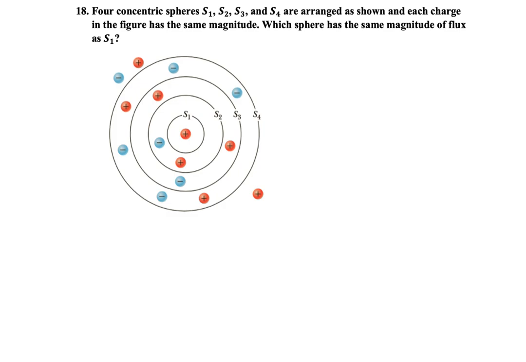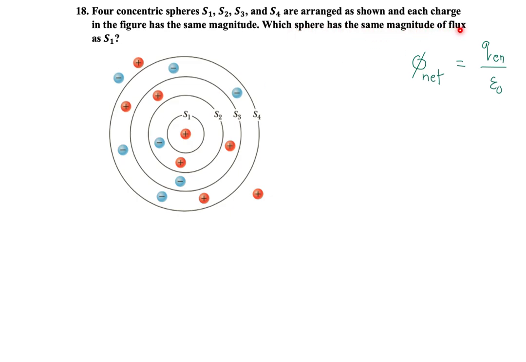Let's solve some problems on Gauss's law, which states that the net flux for a closed surface is equal to Q enclosed over epsilon, Q enclosed or Q inside the surface over epsilon. So here we have 4 surfaces labeled S1, S2, S3 and S4, arranged as shown. Each charge in the figure has the same magnitude. There are positive and negative charges, but they all have the same value.